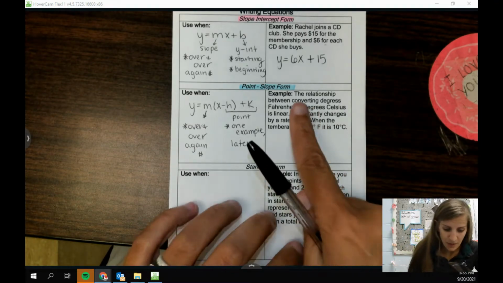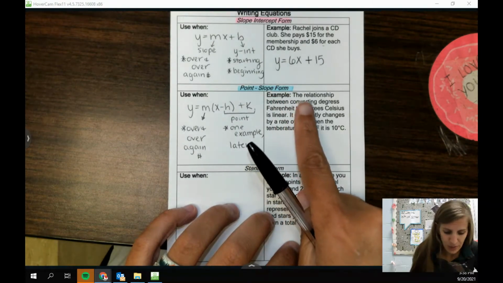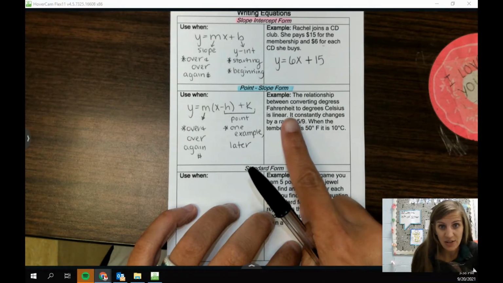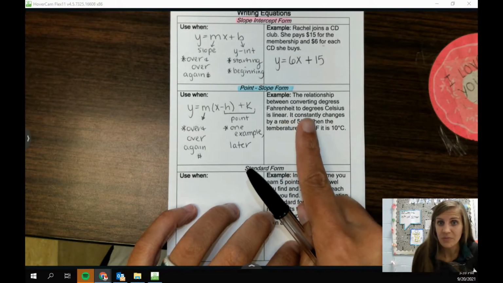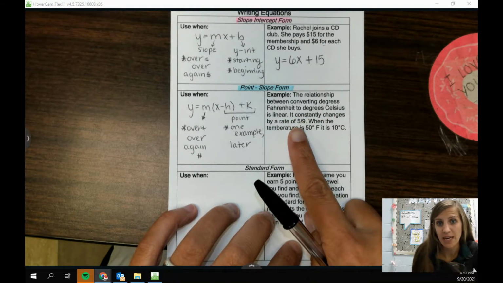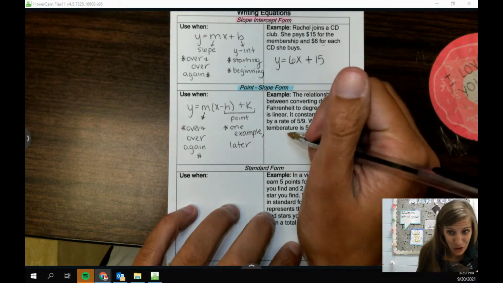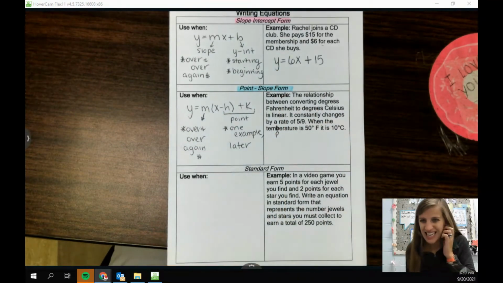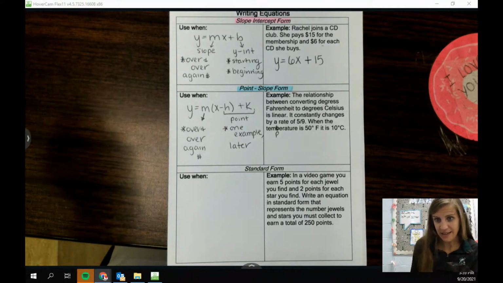So another example of point slope form: the relationship between converting degrees Fahrenheit to degrees Celsius is linear. It constantly changes by a rate of 5/9. When the temperature, sorry about my typo, is 50 degrees Fahrenheit, it is 10 degrees Celsius.